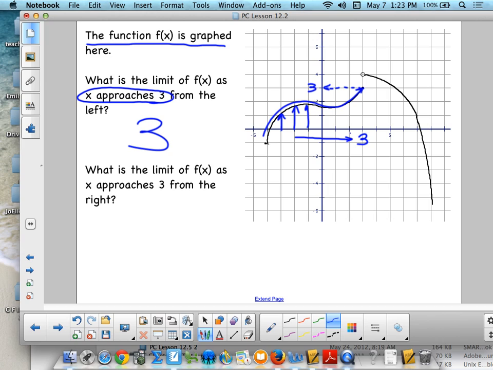What is the limit of f of x as x approaches 3 from the right? Well, from the right, let's see, we're getting that answer, we're getting that answer, we're getting this answer, then this. So we're getting all these answers from the right. So we're approaching what? This point. We're approaching 4, right? So from the left, we get 3. From the right, we get 4.